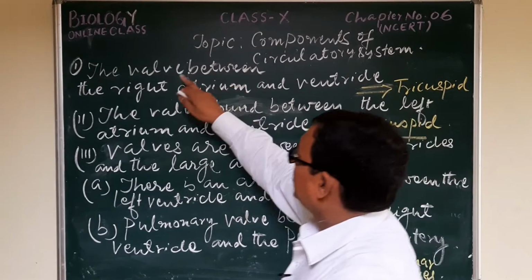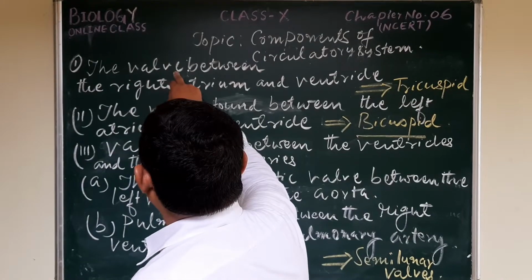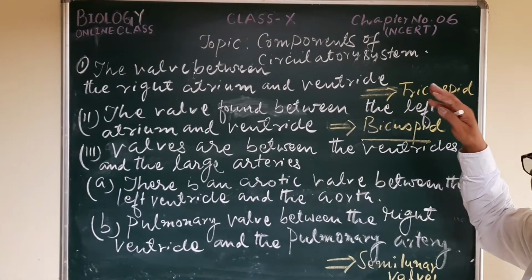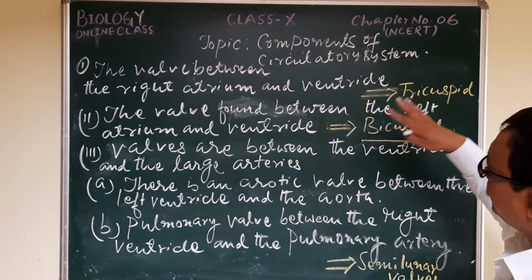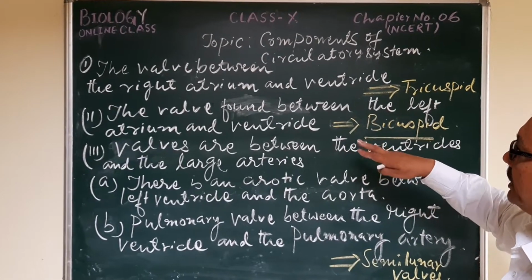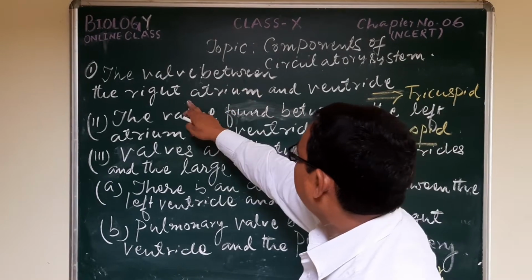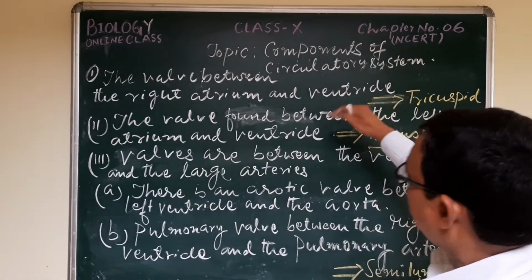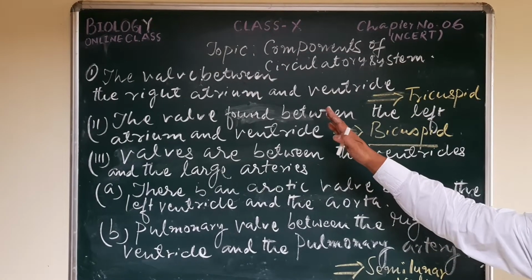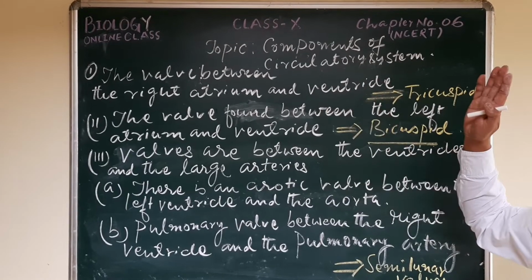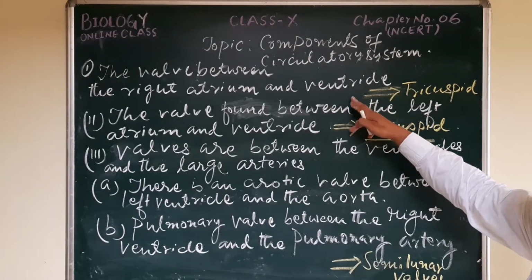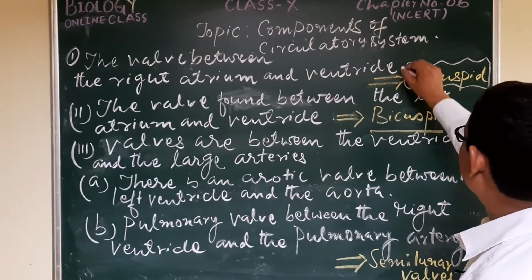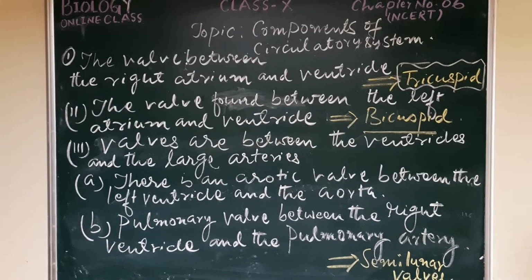Here are descriptions of the valves which are present within the different chambers of the heart, like the valve between the right auricle and ventricle. Between the right auricle and ventricle, from the right side, deoxygenated blood will flow, and in that place the valve is tricuspid.